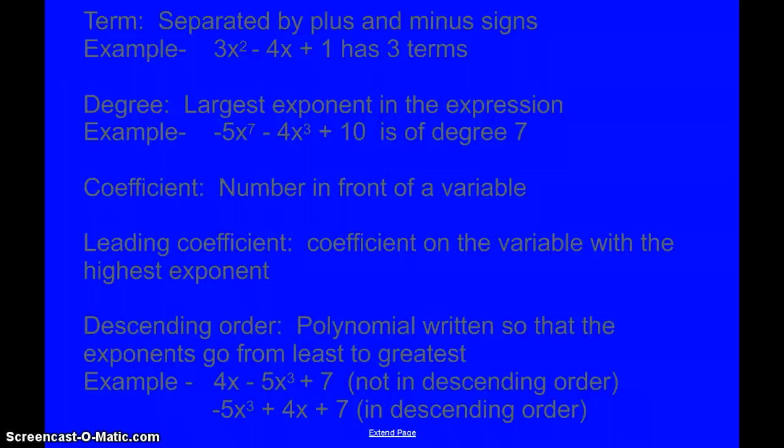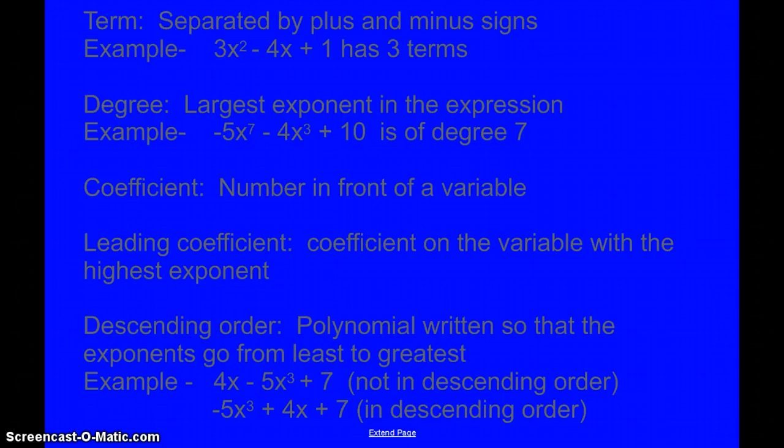Now a leading coefficient you'll hear a lot as well, and that refers to the coefficient on the variable with the highest exponent. Normally that will come first in the problem, that's why it's called the leading coefficient. We're referring to the value in front, in this case of x to the 7th, because that's the largest exponent. Our leading coefficient would be negative 5.